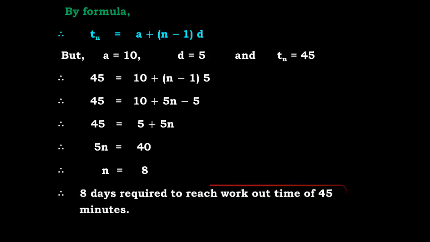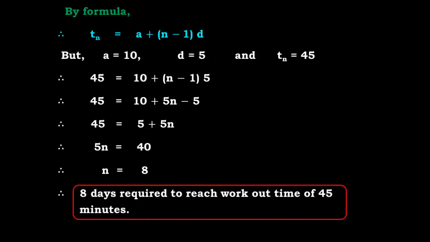She requires some days to reach a workout time of 45 minutes. She started with 10 minutes, and every day she increases by 5 minutes. You have to calculate the number of days until she reaches 45 minutes. That means we have to calculate n. So we can use the formula T of n is equal to a plus n minus 1.